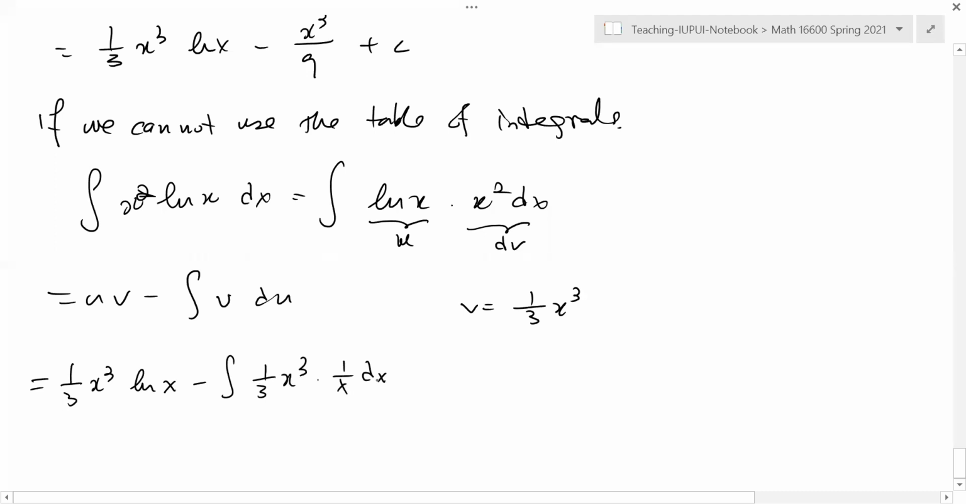Okay, that's the derivative of u. du equals 1 over x dx.